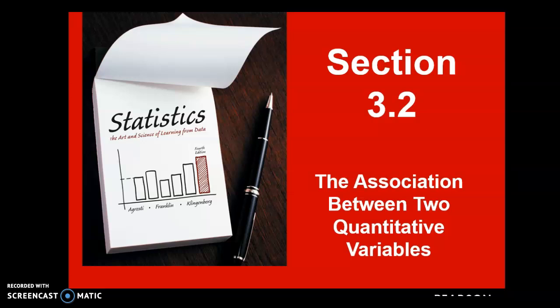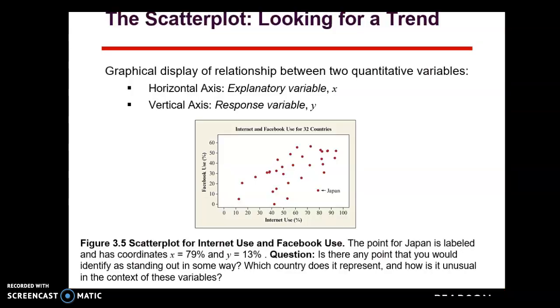So we're in section 3.2 now. And this time the association is between two quantitative variables. And that's going to allow us to graph. What we're going to be graphing this time is a scatter plot. So we're going to have a horizontal axis with the explanatory variable every time, vertical with the response variable.